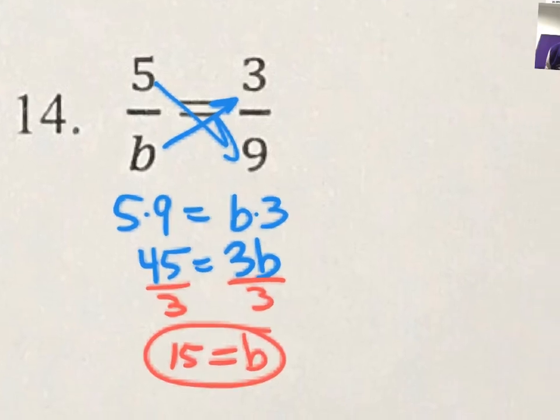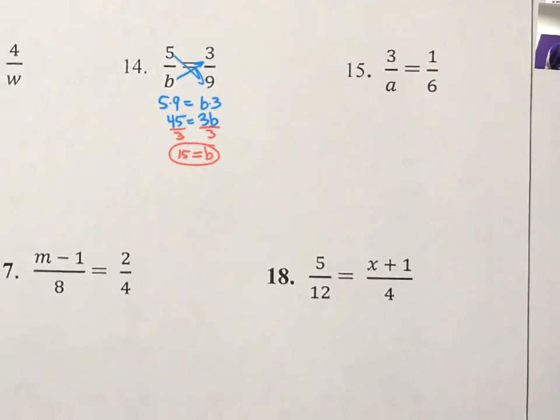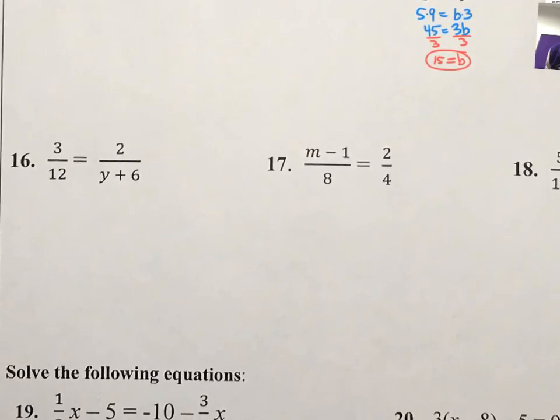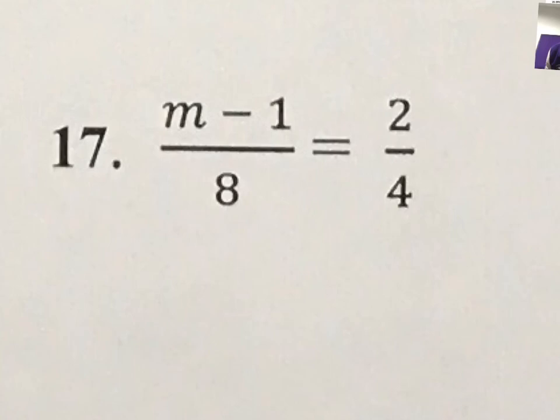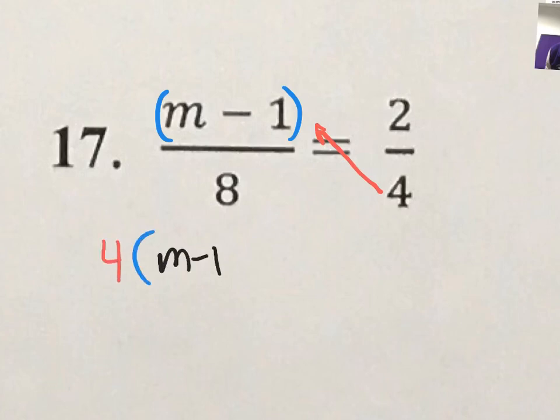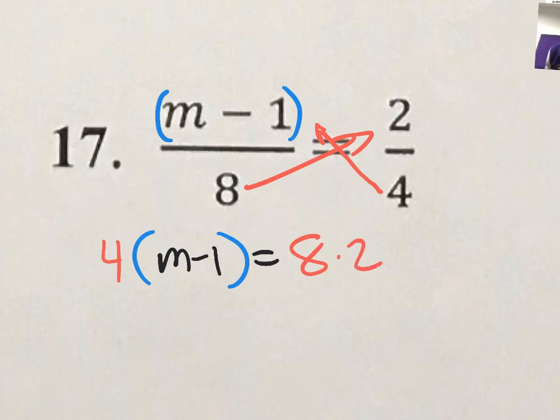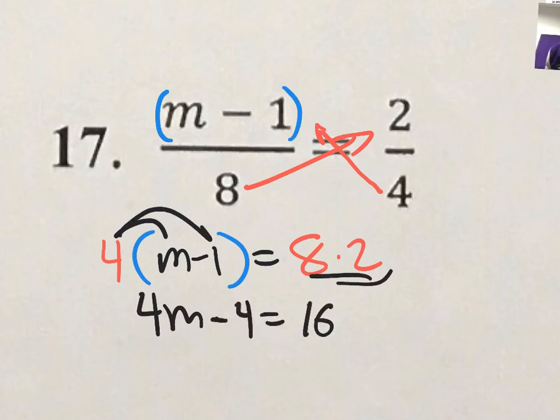Now, the only other one that we're going to have that's a little bit more challenging is one that has a binomial involved. So what do we need to do when we have a binomial involved? Parentheses. You need parentheses. That way when you cross multiply, you could say 4 times that. So let me write that out. 4 times m minus 1 in parentheses equals 8 times 2. So let's simplify this. We're going to go 4 times m, that's 4m. 4 times negative 1, that's negative 4, equals 8 times 2 is 16.